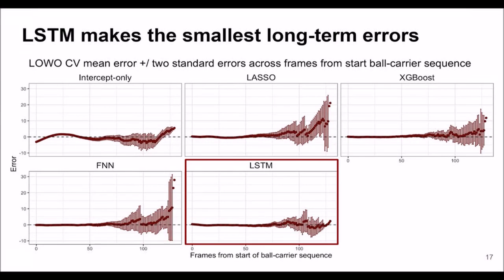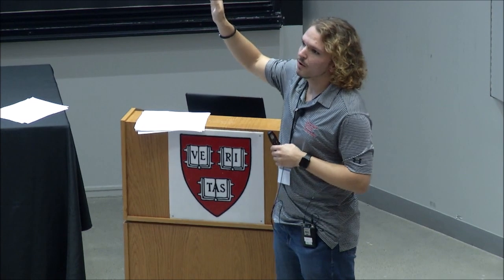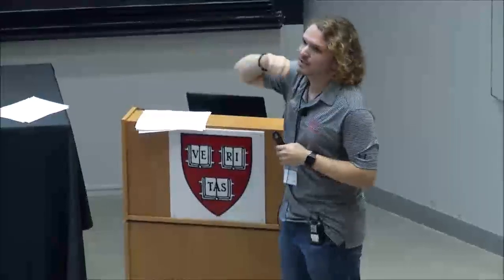Additionally, to show this bias over the course of the sequence, this is the same figure with the x-axis being the frames from the start of the ball carrier sequence, but now the y-axis is just the actual residual value. And the points I'm displaying are the means with plus or minus 2 standard error bars. So the baseline, this intercept only, you can see the bias it has. What we want is something that's just right around 0 the whole way throughout. Right? So taking no variables at all, just taking the average, you're seeing bias, no good.